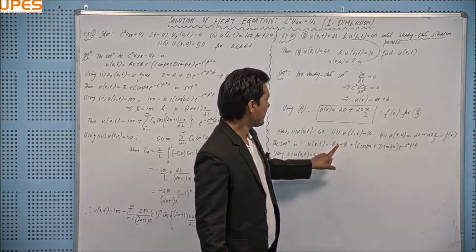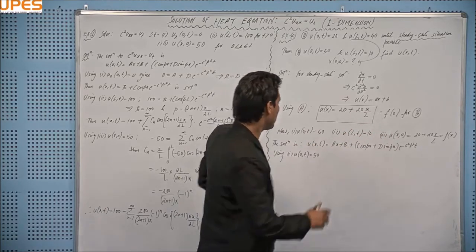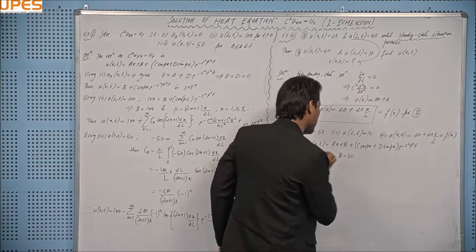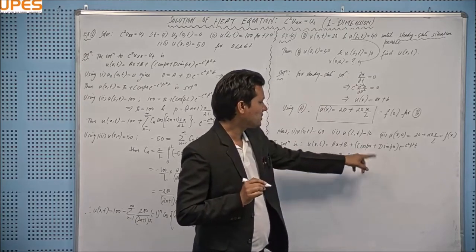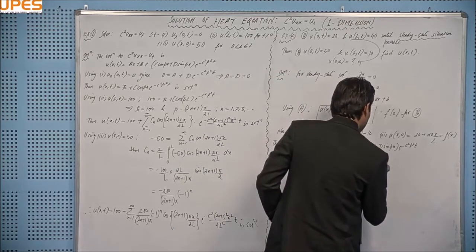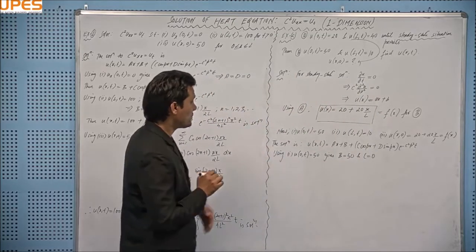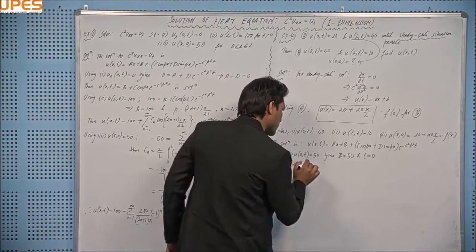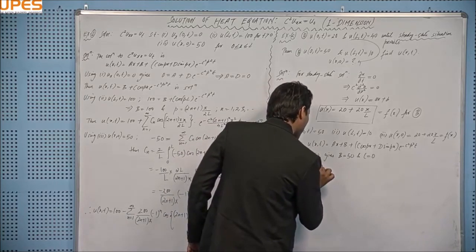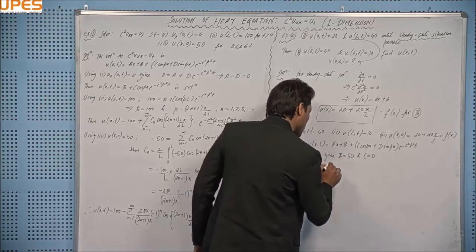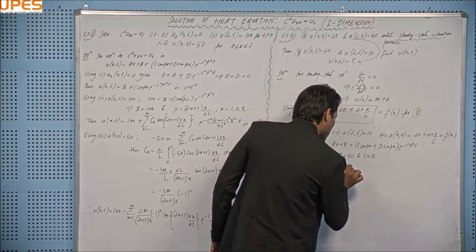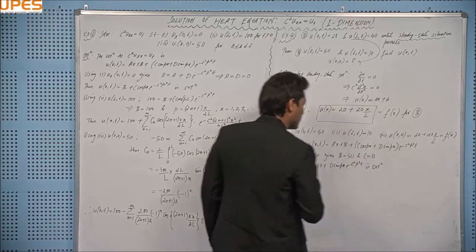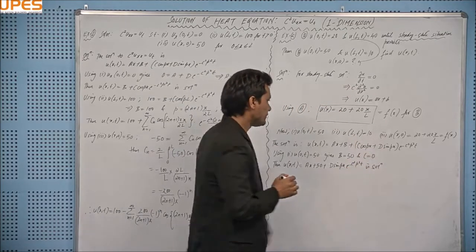That will give me b equal to 50, and since the exponential becomes 1, c is equal to 0. That will reduce my solution to u equal to ax plus 50 plus d sin px e to the power minus c²p²t. Now let me use condition number 2, this one.